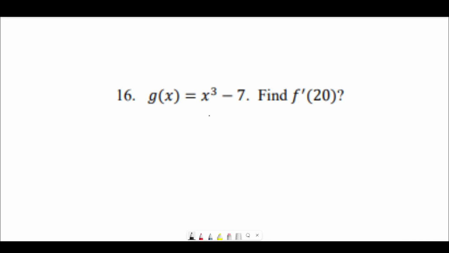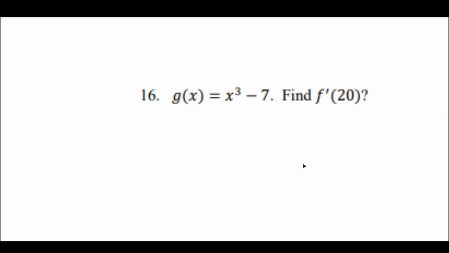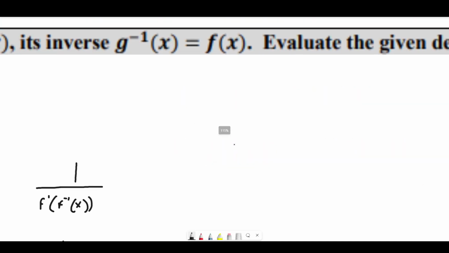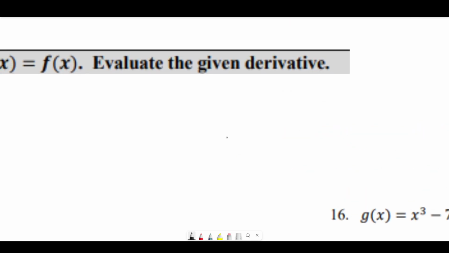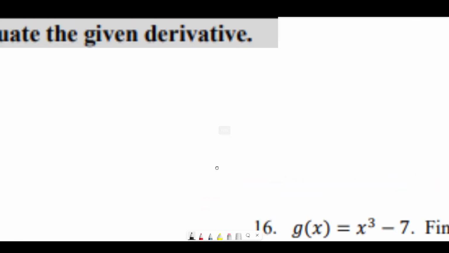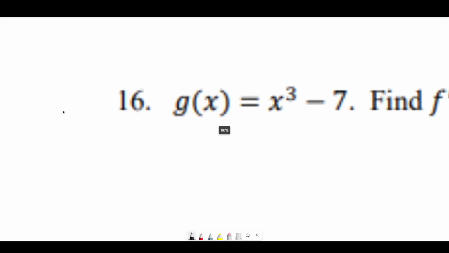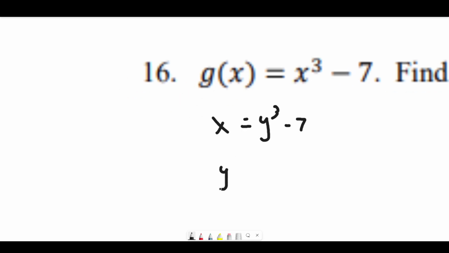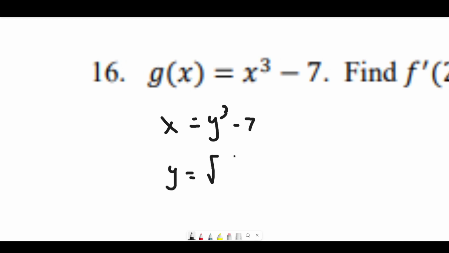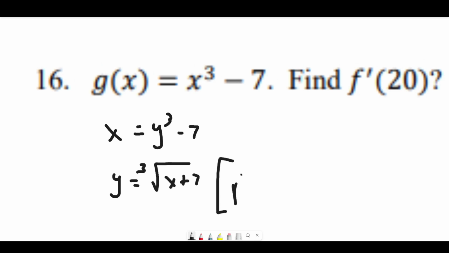Same thing here for this next question. Should be a little bit easier. So let's do that. I'm going to find f of x again because it says at the top that the inverse of g of x is f of x. So I'm going to do the same thing, set g of x as y, and then switch the variables. So x equals y cubed minus 7, where y equals the cube root of x plus 7. And again, that's just f of x.